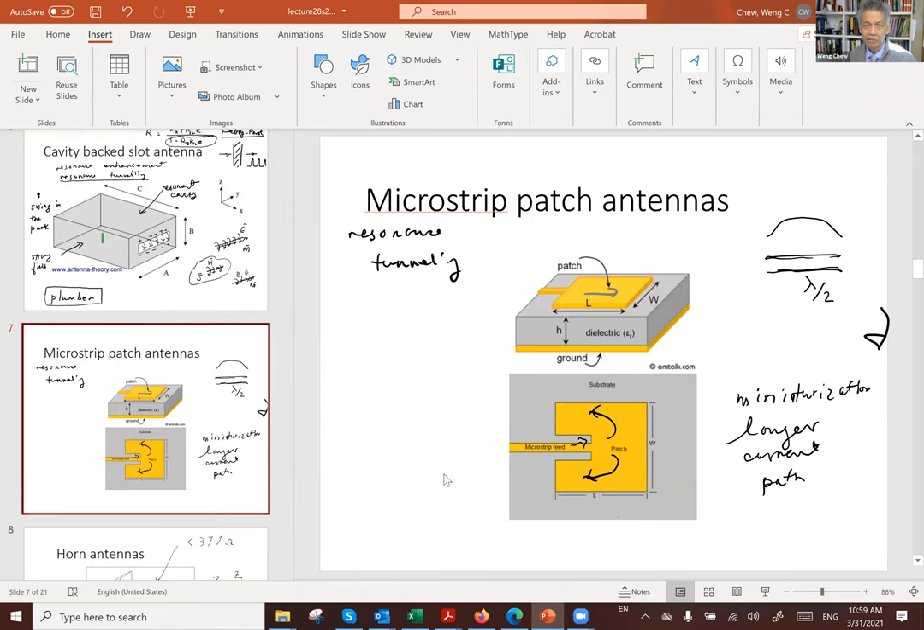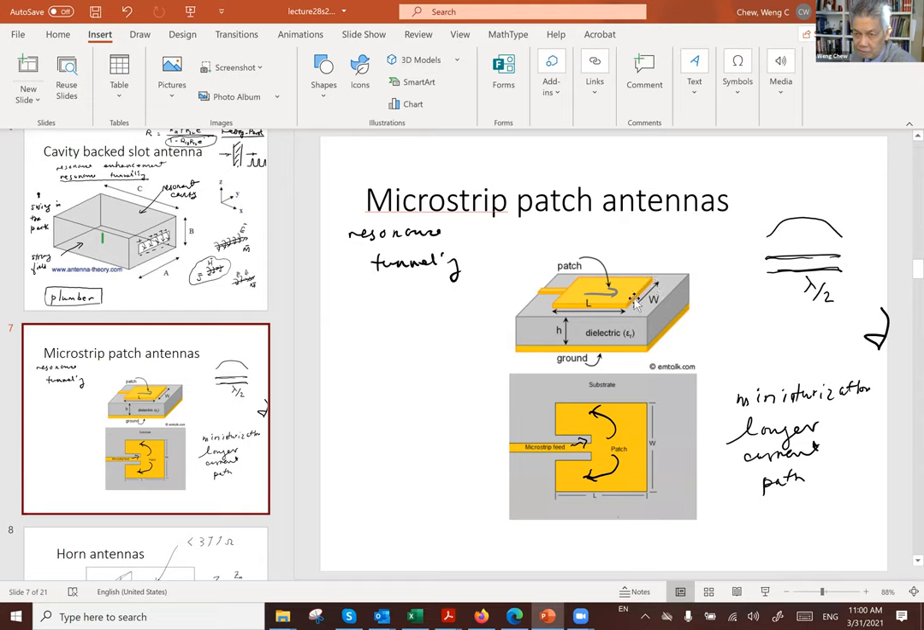Another structure that you can understand heuristically, which is also due to resonance tunneling, is a microstrip patch antenna. It works approximately like this, that you have a patch antenna. You can think of this patch antenna as being like a transmission line. This is the top part of the transmission line. This is the bottom part of the transmission line. And hence, if you drive it, the current would go back and forth. And there would be a traveling wave that travels back and forth between these two sections of the transmission line.